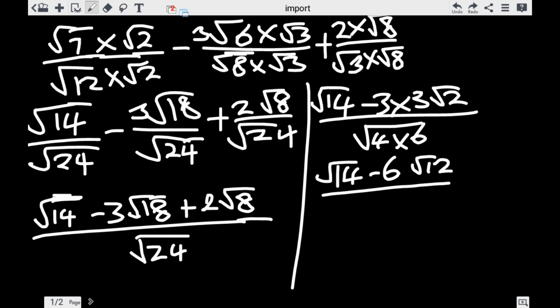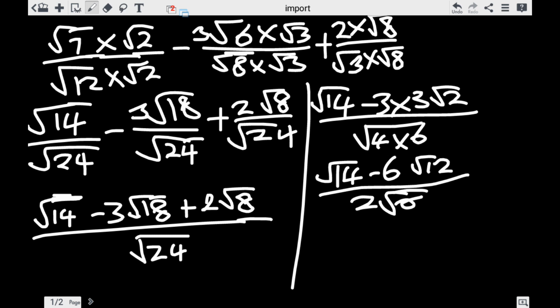So you should get, sorry, I made a mistake. Yes, that's not bad. So now at this point, you want to know that root 4 is 2 and root 6 is whole number, so you should get something like this.